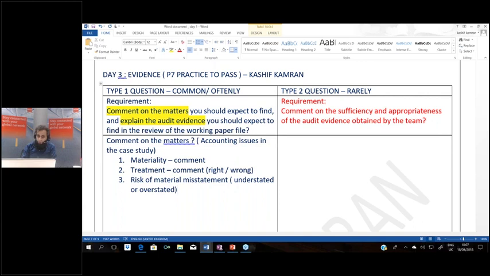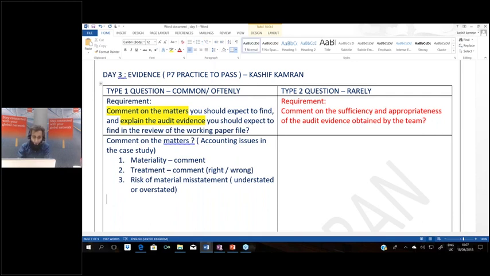So the first comment you will do on the matters is the comment on the materiality. Is it material? Is it not? Then the second comment you will do is on the treatment. Is it the right treatment? Is it the wrong treatment? And the third comment you will do on its risk. What is being understated or what is being overstated?